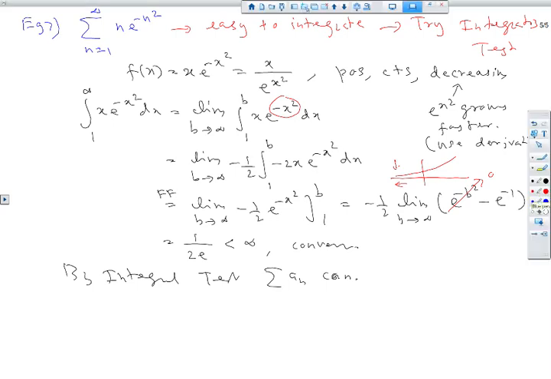Okay, so let's go to another one. Number 8. I'm going to go through all types. So let's look at this one: the sum from n equals 2 to infinity of cosine n squared over the square root of n cubed minus 1, something complicated like this.